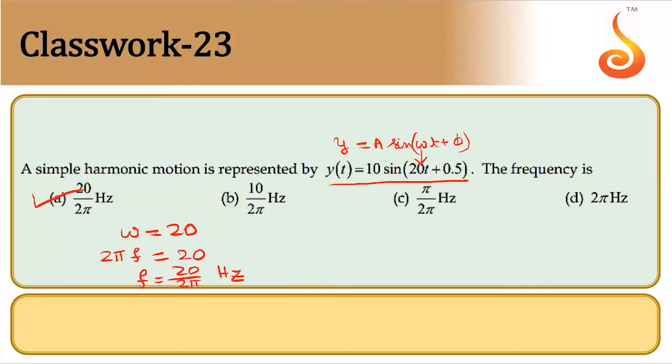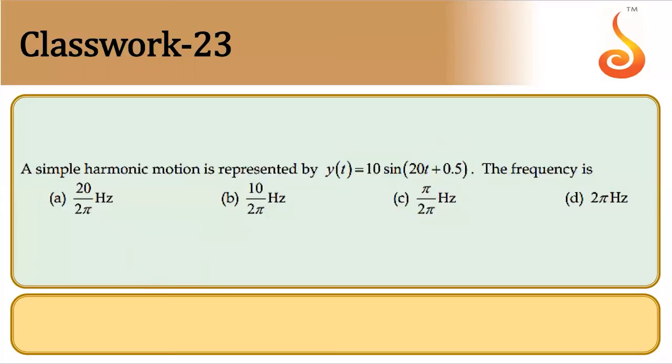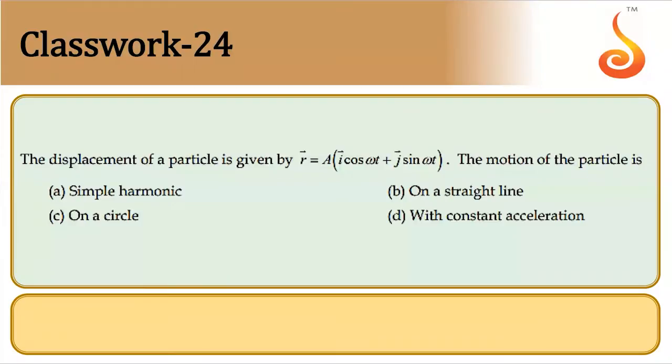Yes. Hope you have taken this. Shall move on to next. The displacement of a particle is given by r equals a into (i cos omega t plus j sin omega t). Then motion of the particle is simple harmonic on a straight line, on a circle, with constant acceleration.